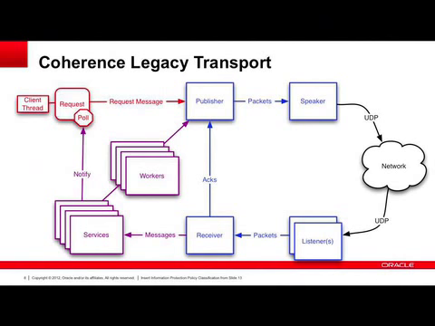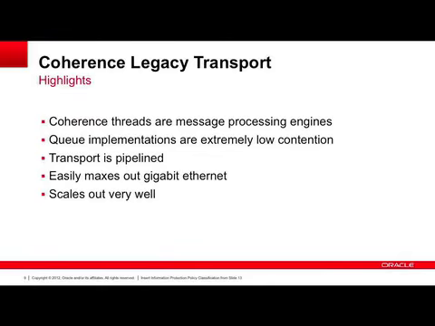So at a very high level, this is how the legacy datagram-based transport works. What you can see from this is that the legacy transport is designed to be extremely pipelined. It was written with the idea of scaling out. It was written with the idea of being able to process very, very high throughput of messages, with extremely low contention. What we found, in our experience, is that this architecture has enabled us to easily max out gigabit Ethernet.